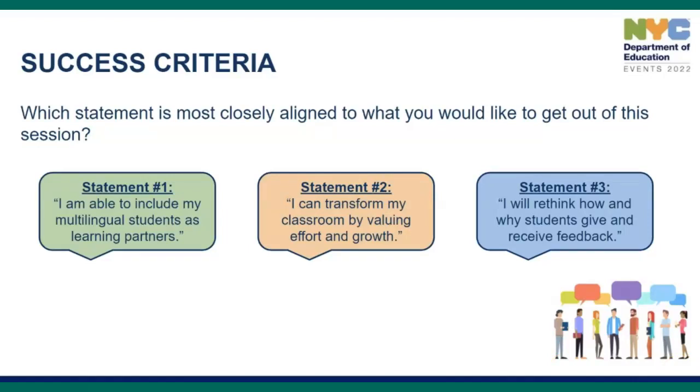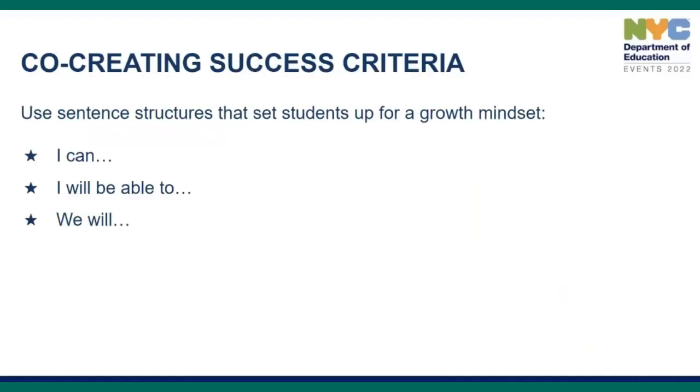So statement number 1, I am able to include my multilingual students as learning partners. Statement number 2, I can transform my classroom by valuing effort and growth. And statement number 3, I will rethink how and why students give and receive feedback. And a recommendation we make in the resource is that when developing success criteria with students, use sentence starters like I can, I will be able to, and we will. They're not only useful models of English for your students, but also sentence structures that set up students for growth and invite them to share their hopes, their dreams, and developing knowledge of self.